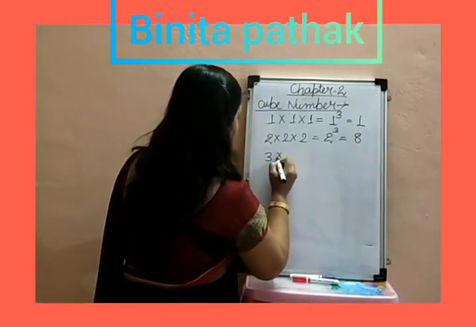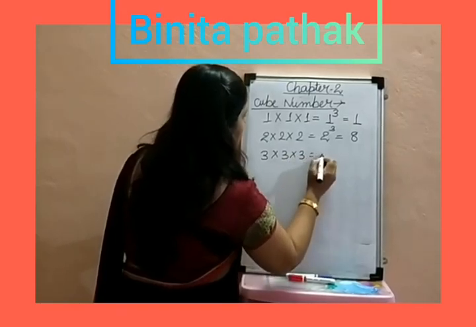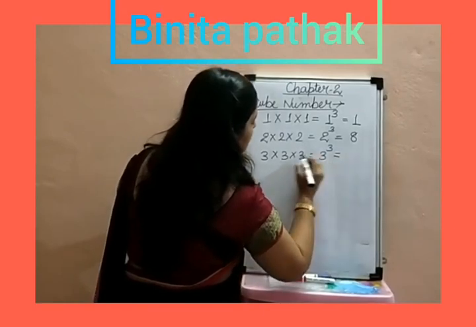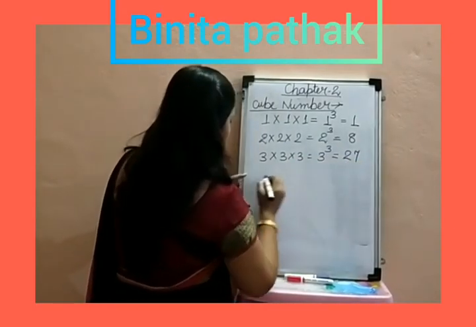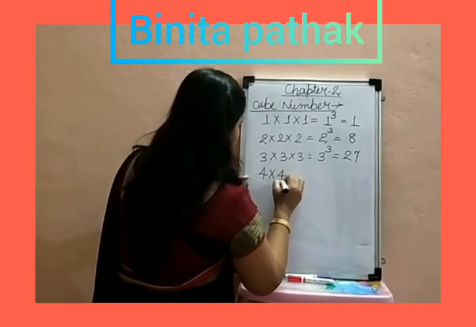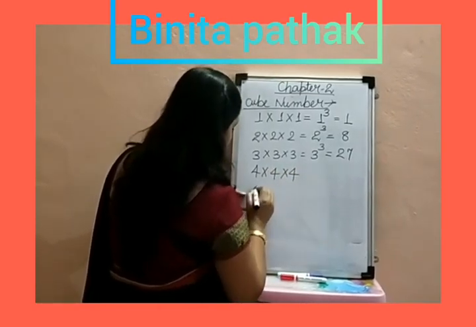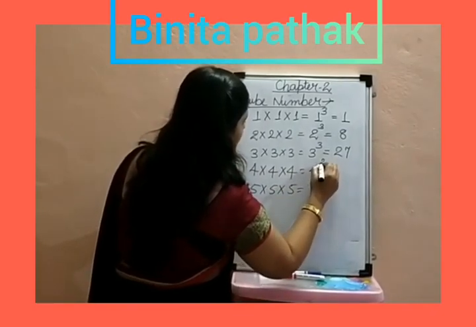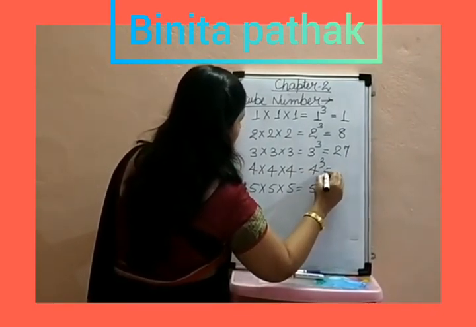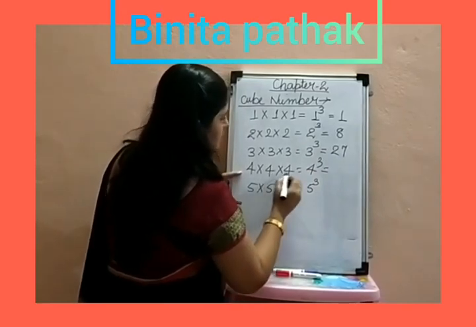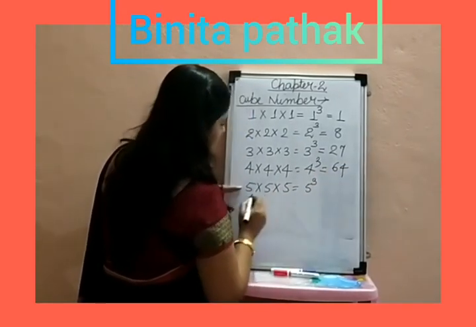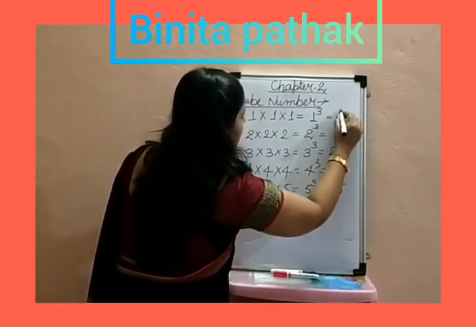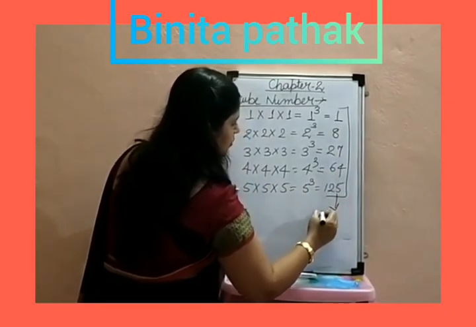3 into 3 into 3, that is 3 cube. 3 threes are 9. 9 threes are 27. 4 into 4 into 4. 5 into 5 into 5. 4 cube. 5 cube. 4 fours are 16. 16 fours are 64. 5 fives are 25. 25 fives are 125. These are called cube numbers.